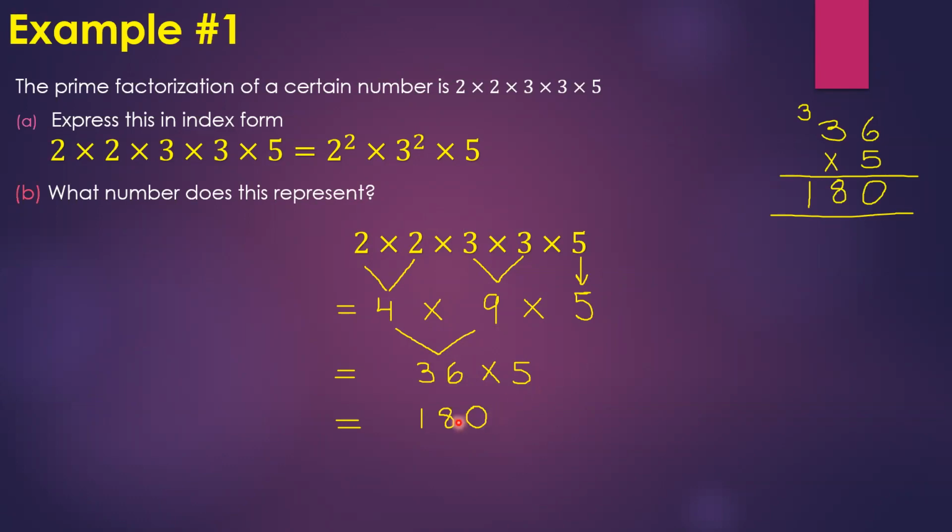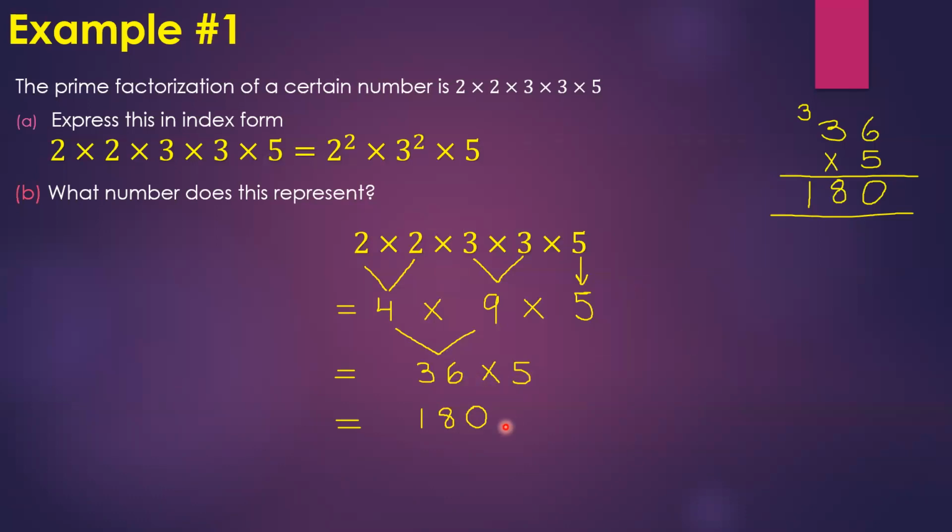Dion, do you understand how we got 180? Yes, sir. Okay, explain how we got 180 for me, please. Okay, so first you multiply 2 times 2, which is 4. Then you multiply 3 times 3, which is 9. Then you carry the 5 down. So after you do that, you multiply 4 times 9, which is 36, and you bring the 5 down again. And then you multiply 5 times 36, and you will get 180. Very good explanation.